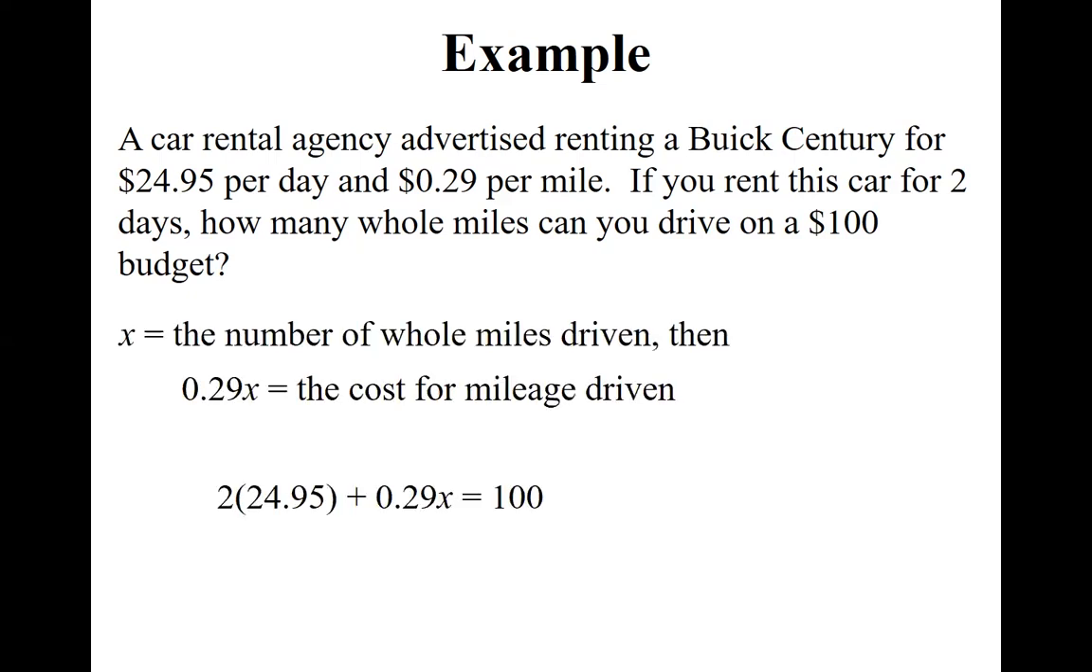So if we're building the cost out and x is the number of whole miles driven and 0.29x is the cost for mileage driven, the cost is $24.95 per day, and we have 2 days, so 2 times $24.95 plus 0.29x, the mileage. The days plus the mileage is going to equal 100 because we're told that we have a $100 budget. We want to know how many miles we can get on that $100, so the cost has to equal 100.